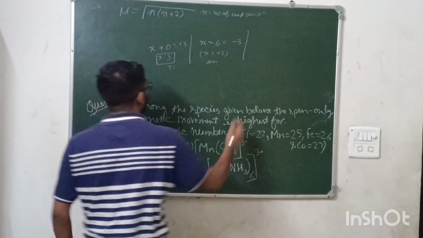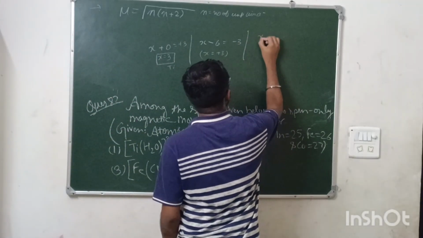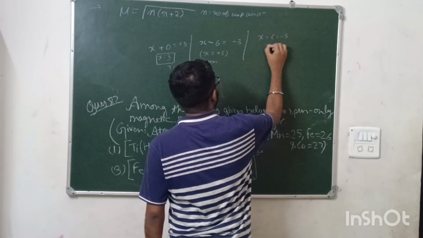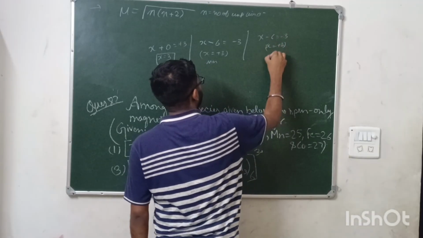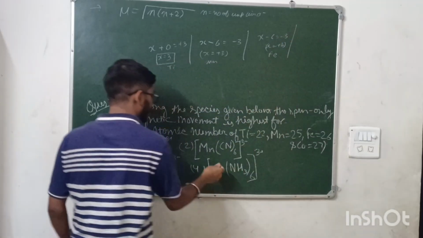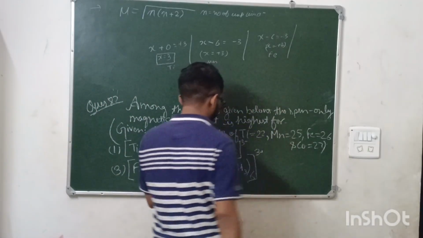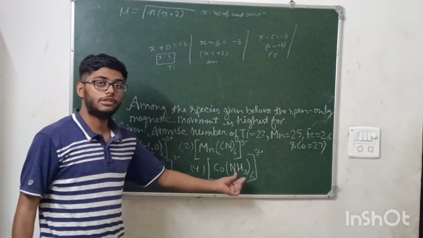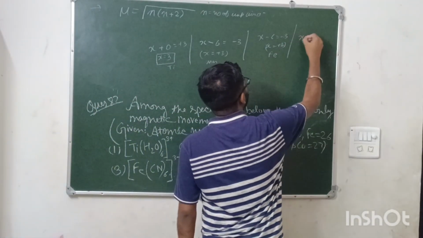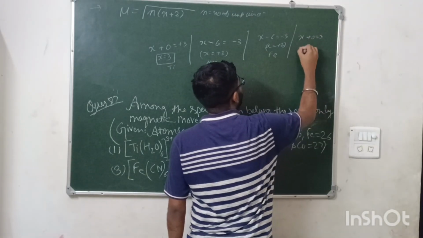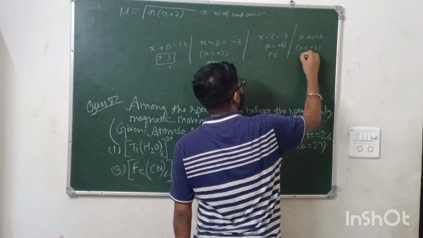Now for iron. Okay, so for iron, assuming X minus 6 equals -3, X equals plus 3 for iron. Now for cobalt, we have this X and NH3 is a neutral ligand, so X plus 0 equals 3, so X is plus 3. This is for cobalt.